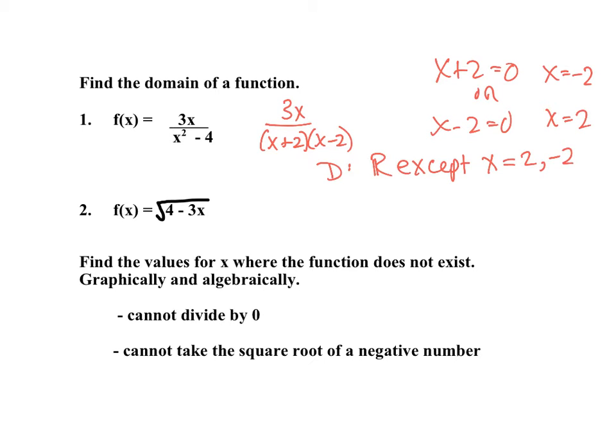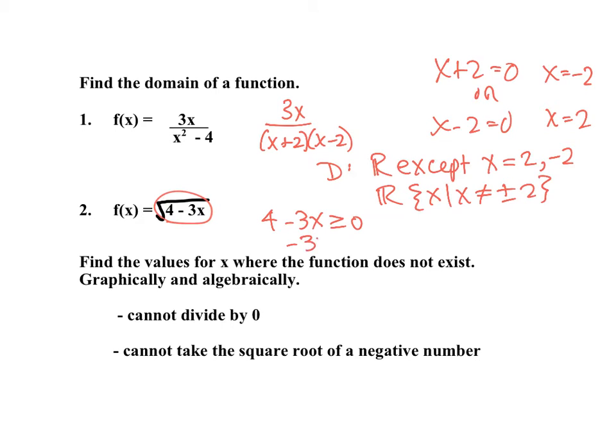Sometimes we write it like this as well: the real numbers except x such that x does not equal plus or minus 2. Okay. In the next one, it's the second reason, cannot take the square root of a negative number. So that means I take what's under the square root and I make sure that it is greater than or equal to 0. So I just have to solve this inequality.